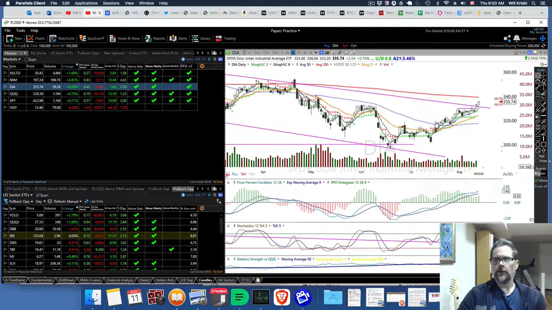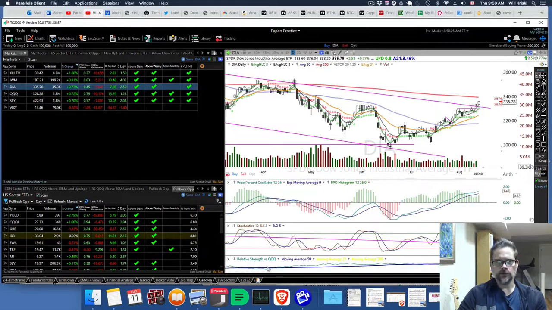Other things that seem to happen is you're above the 50-day moving average, you're above the zero line of the price percent oscillator, and this is crossed over. This percent oscillator is above the moving average. That indicates momentum, upward momentum.